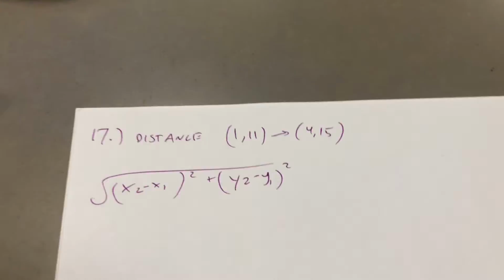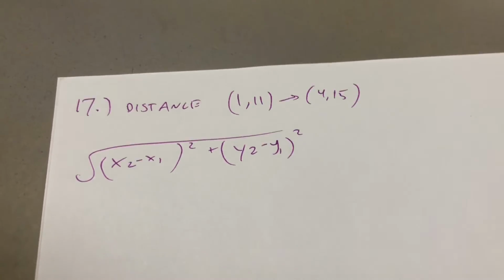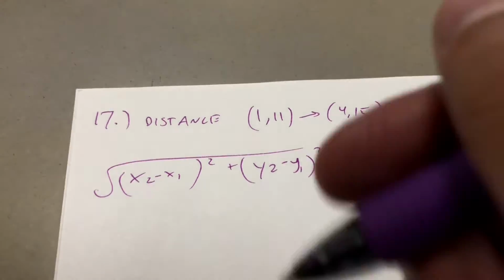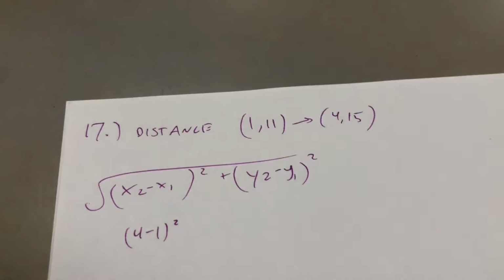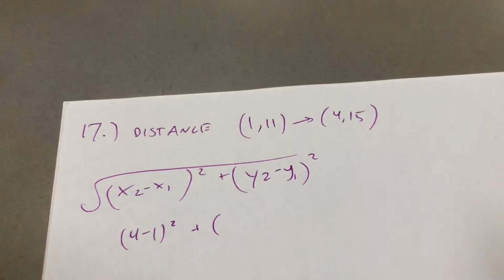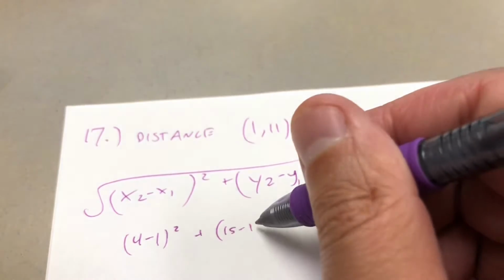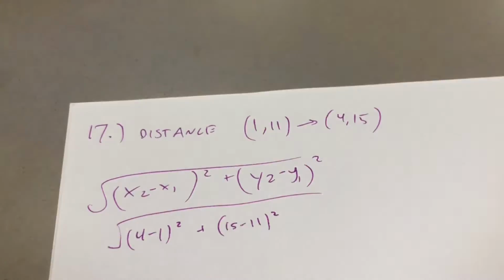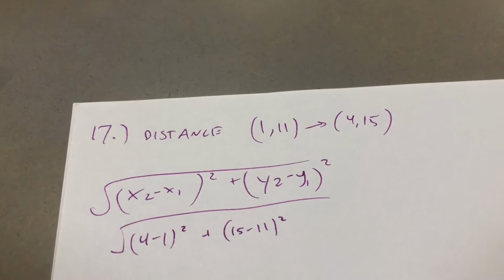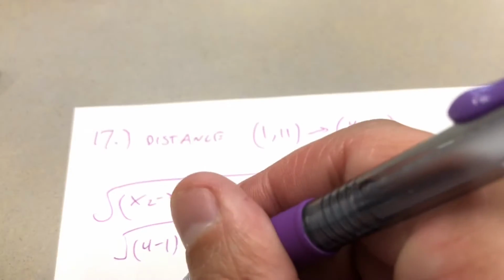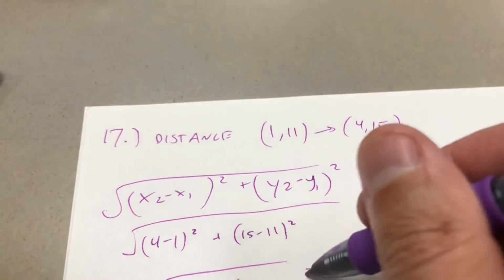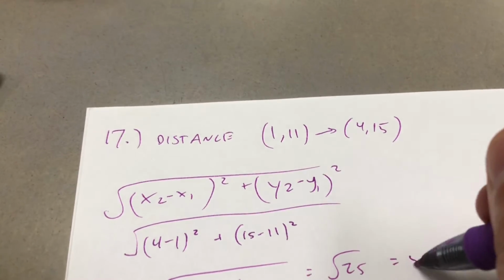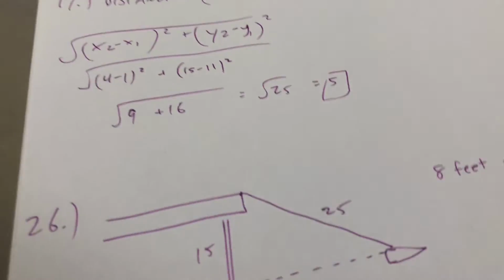17 was a distance formula. You can subtract the x's and square, subtract the y's and square. Pretty straightforward. So that's going to be 4 minus 1 squared plus, and you're going to get 15 minus 11 squared, and then the square root. 4 minus 1 is 3. 3 squared is 9. 15 minus 11 is 4. 4 squared is 16. Ends up being the square root of 25, which is, in fact, 5.